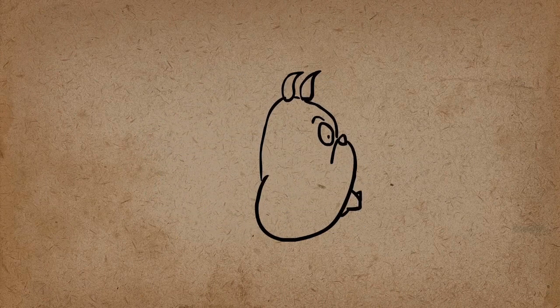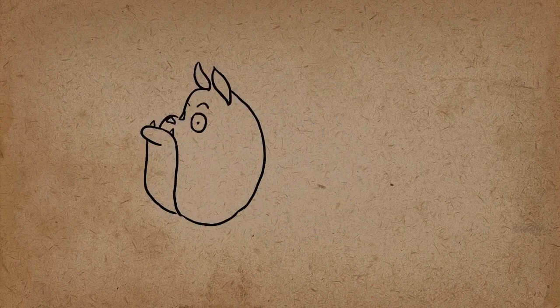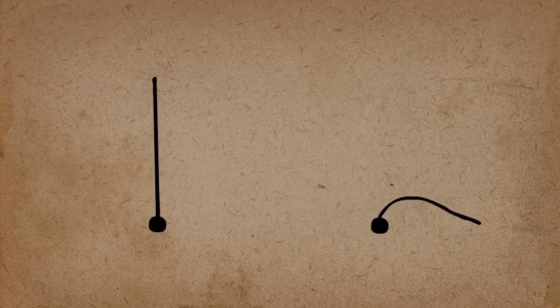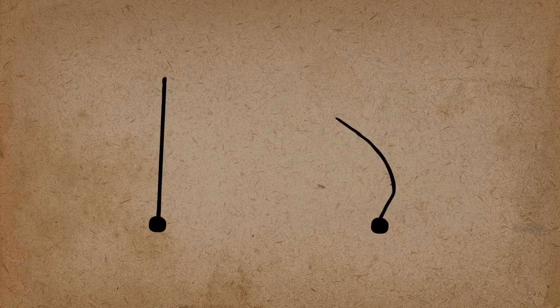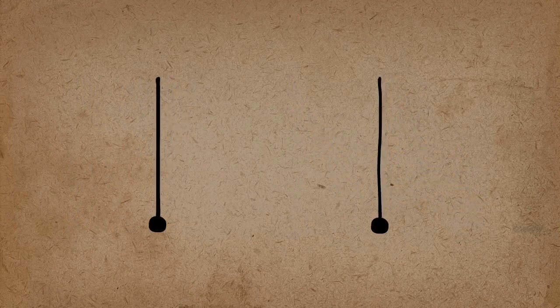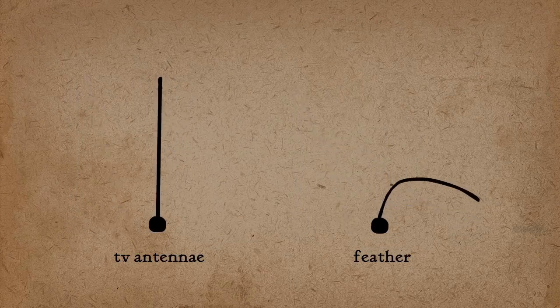Sometimes the extra skin on a character can be treated as a separate entity with drag and follow through. Similar to squash and stretch, the amount of drag that you give something says something about its mass. The first one is like a TV antenna, while the second one is like a feather.